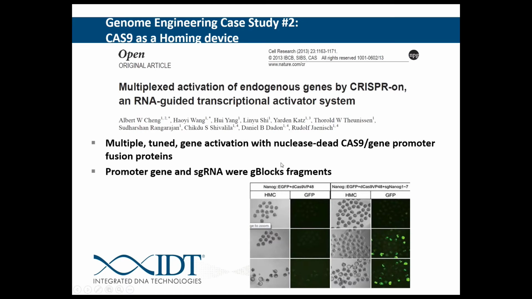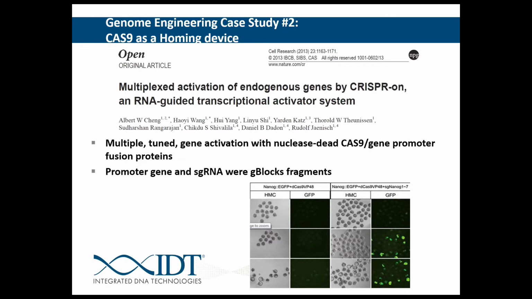Another example of the use of the CRISPR system is something that came out this year. This is published by Cheng et al. in Cell Research. What he and his colleagues were able to show was that you can use CRISPR not just as a method of creating double-strand breaks, but actually as a homing device. They showed that you can deactivate the nuclease domains of the CRISPR, specifically of the Cas9 gene.